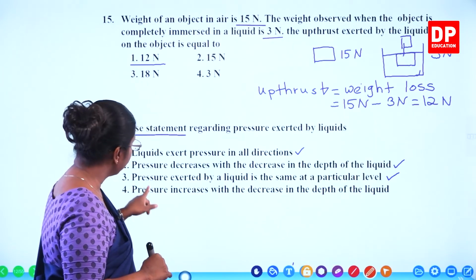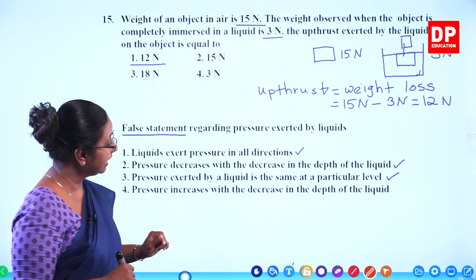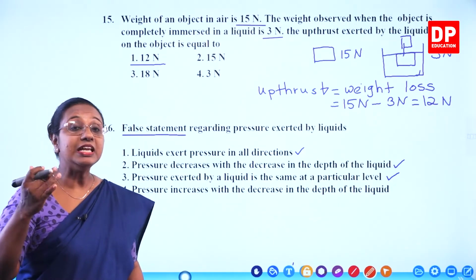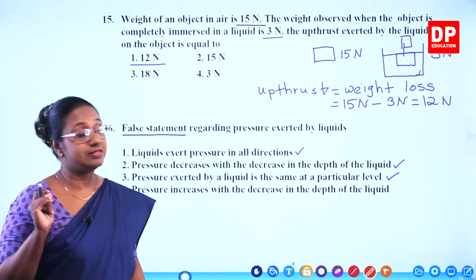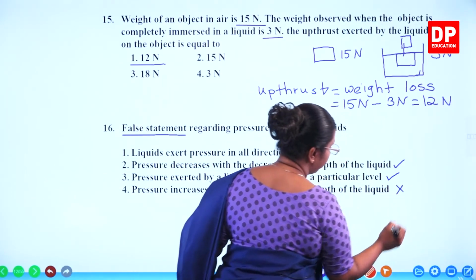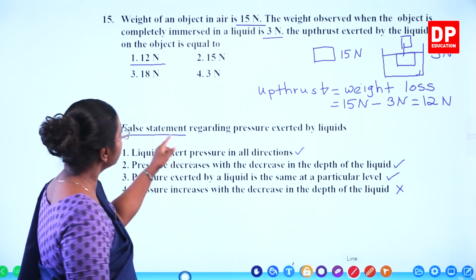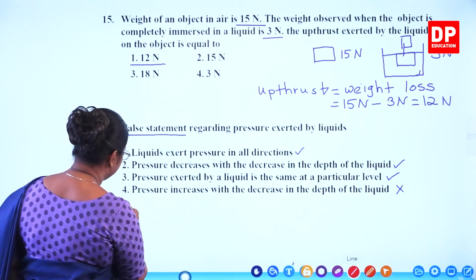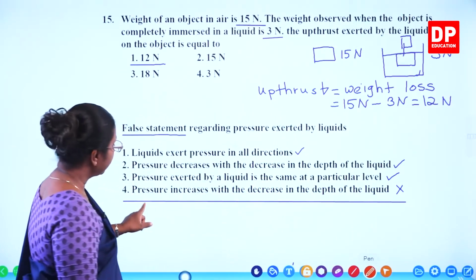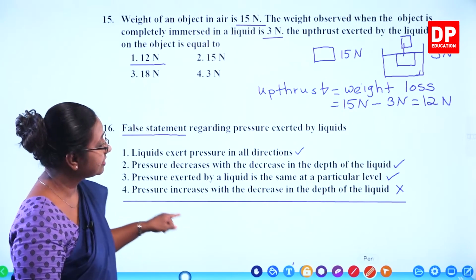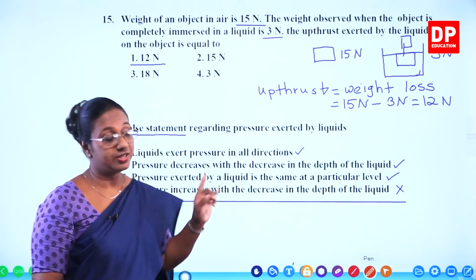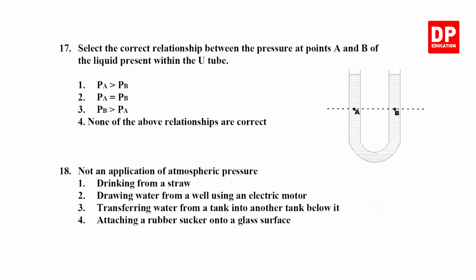Then the fourth one, pressure increases with the decrease in the depth of the liquid. That of course is wrong. Pressure increases with the increase in depth. So this is different from the second one. So this is the false statement. So the false statement regarding pressure exerted by liquids is the fourth answer. Pressure increases with the decrease in the depth of the liquid. So those are the questions here, students. We'll move on to the next one.